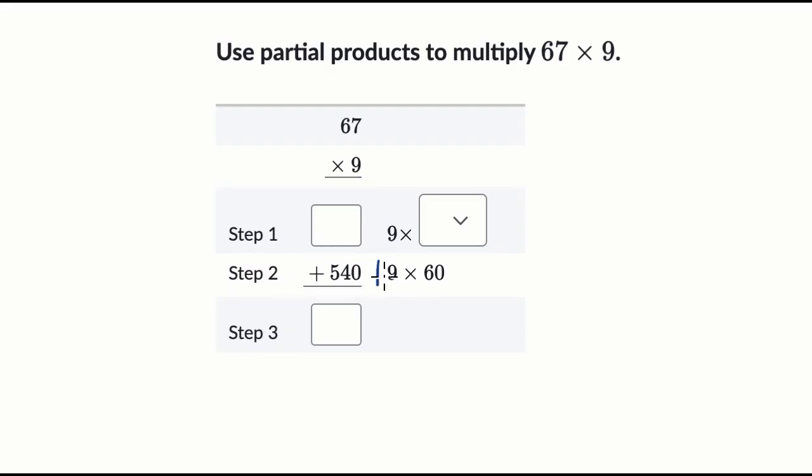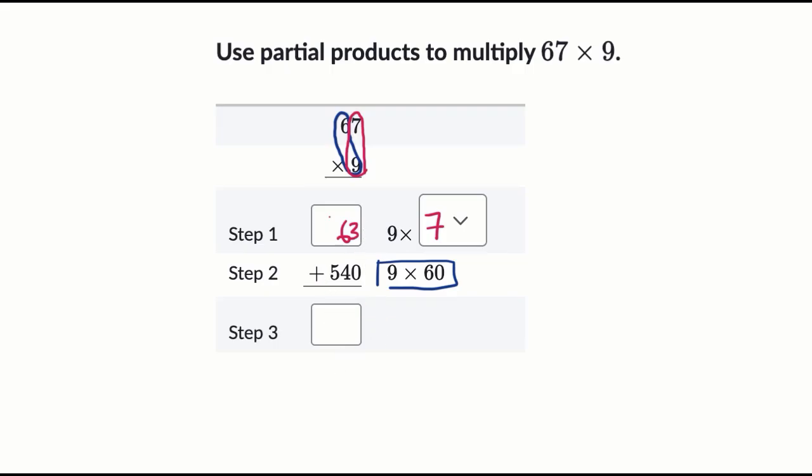So this right over here, the 9 times 60, which is equal to 540, that's when essentially you took the 9 and you multiplied it times the 6 tens right over there. So that's 9 times the 60. So step 1, the way you could think about it is this is going to be 9 times the ones place. So this is going to be 9 times 7. And what is 9 times 7? That is going to be 63. And so if you take 9 times 7 and you add that to 9 times 60, well, then you're going to get what 9 times 67 is.